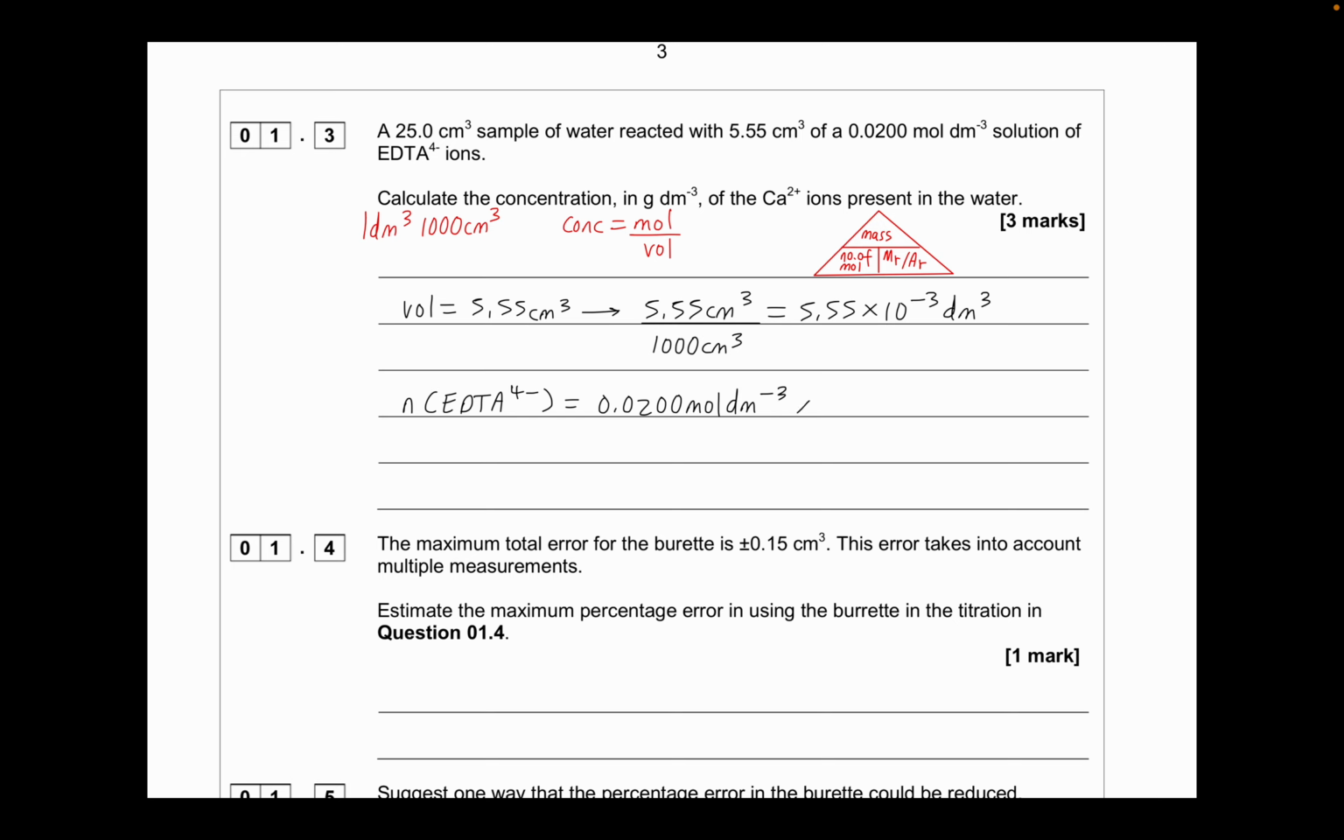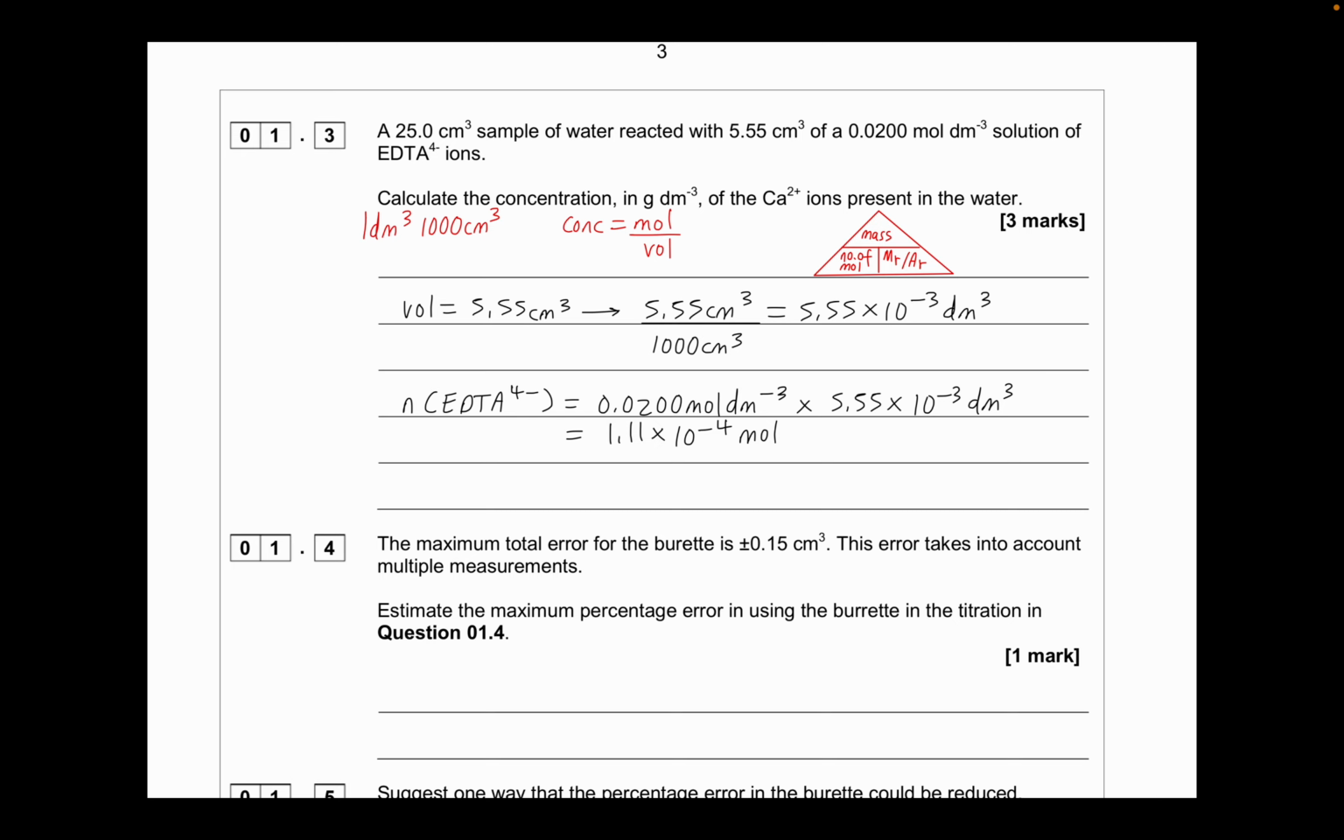Mole per dm cubed, and you're going to multiply this by the volume, which is 5.55 times 10 raised to the power of -3 dm cubed. You're going to get 0.0200. You're going to get it as 1.11 times 10 raised to the power of -4 moles. Okay, so this is the number of moles of EDTA.